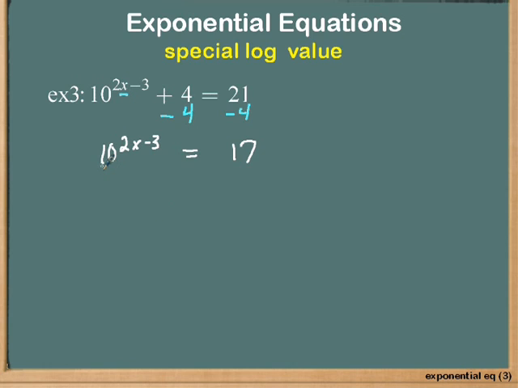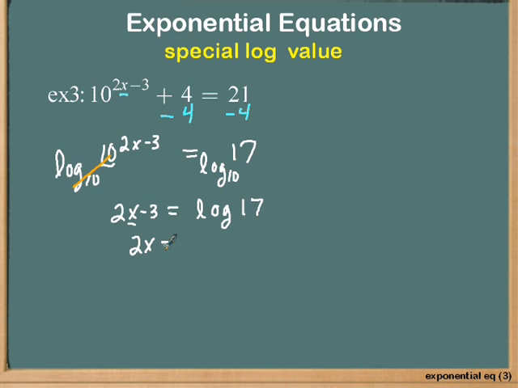Now I want to get rid of this 10 here. It's in the way of me getting to that x. In order to do that, you probably already guessed it, I need to put a log base 10 on both sides of the equation. So when I add that log base 10 on both sides of the equation, I'm going to drop out those values there, and it's going to leave me with 2x minus 3 equals log 17. Now why didn't I write that 10? Well, it's a common log, so I don't need to, right? And I still have to get x by itself, so I'm going to add 3 to both sides. So 2x equals log 17 plus 3.